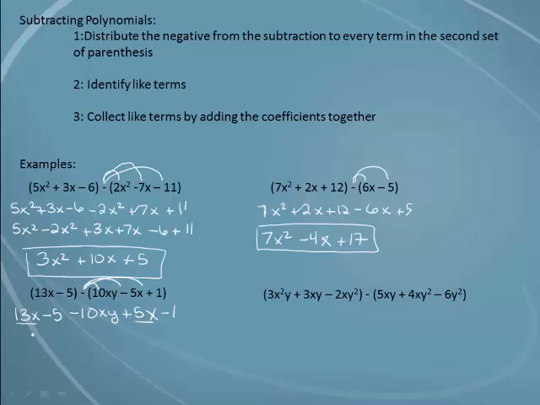13x and 5x gives me 18x. Negative 5 and negative 1 gives me negative 6. And then that negative 10xy is by itself.